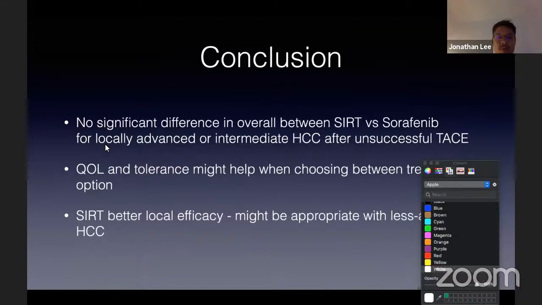So in conclusion, there's no significant difference overall between the survival of the 2 groups. Quality of life was much better compared to sorafenib, which might sway or help within the decision-making of which treatment option to go for. And SIRT had a much better local efficacy, and it may have a better, more appropriate role within treating less advanced HCCs, so particularly the intermediate ones, based on the current studies.